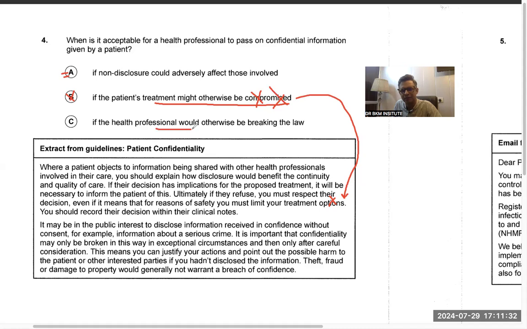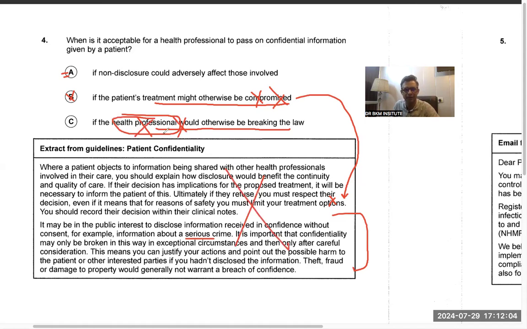If the healthcare professional would be breaking the law: in this whole paragraph, there is nowhere given that the health professional is breaking the law. That is where I changed my answer. They are saying in the case of serious crime, so they're talking about the patient committing a serious crime. They are not talking about the healthcare professional committing a serious crime. So nothing has been given about the healthcare professional breaking the law.